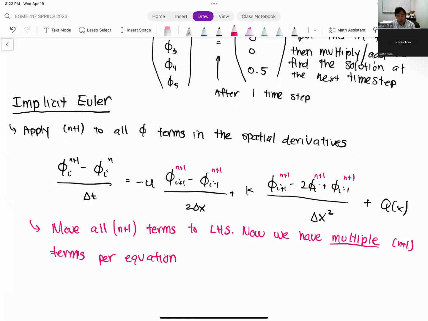And so we don't have a situation anymore where we can explicitly solve them. But we can still solve it. It's just going to be a little bit harder than before, because now what we have to do is solve basically all of the implicit Euler equations for all nodes together at the same time.